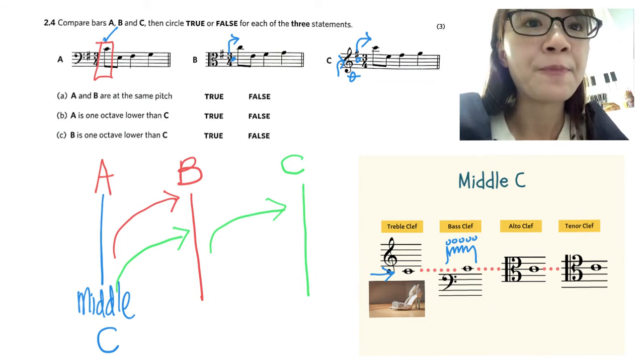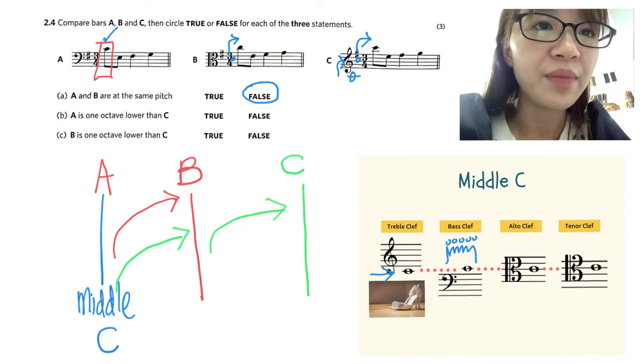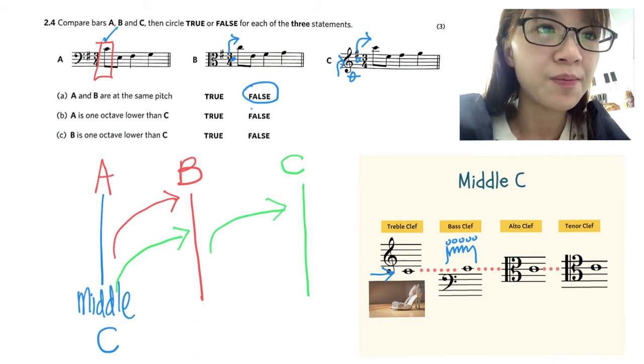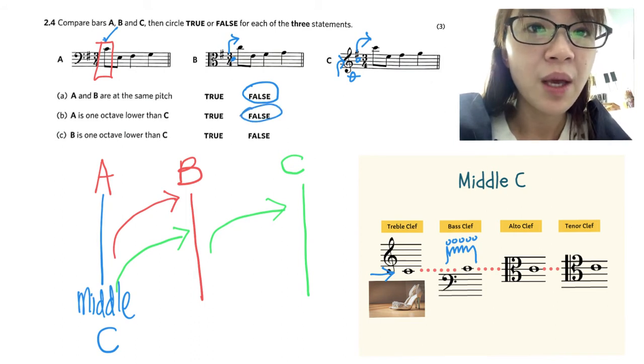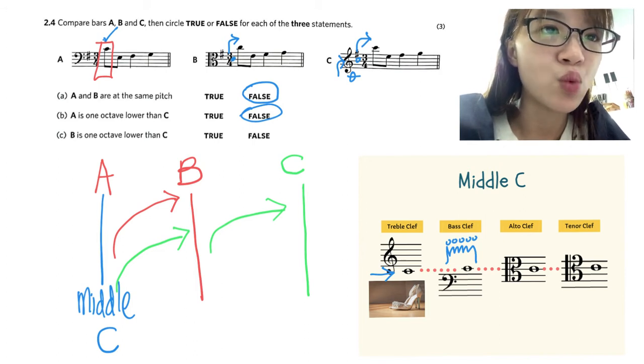A and B are the same pitch? No, it's false. A is 1 octave lower than C? No, it's 2 octaves lower, so that's false. B is 1 octave lower than C. It's true.